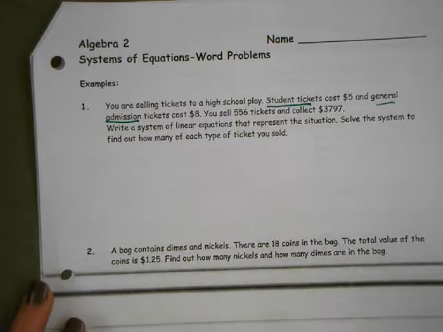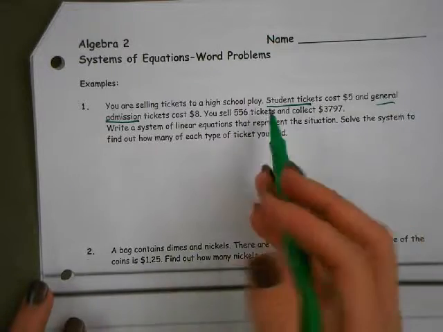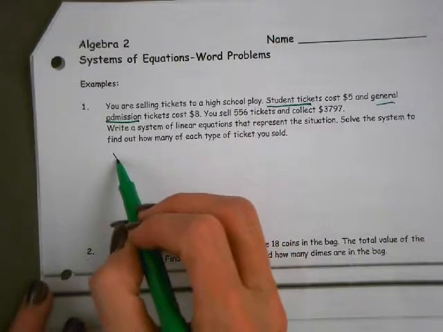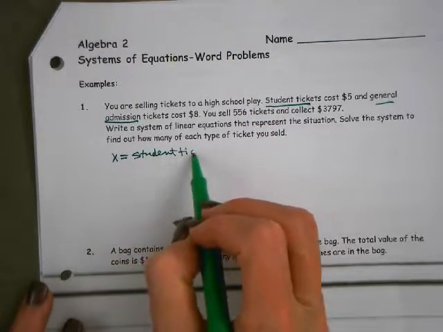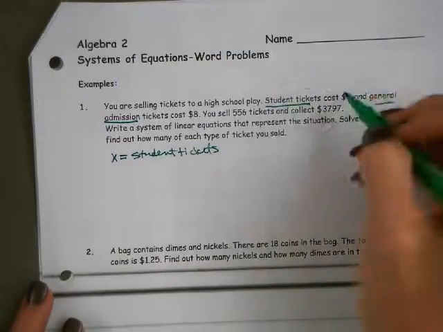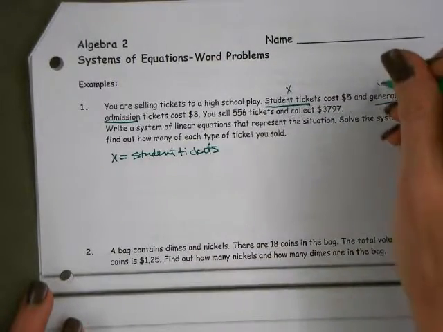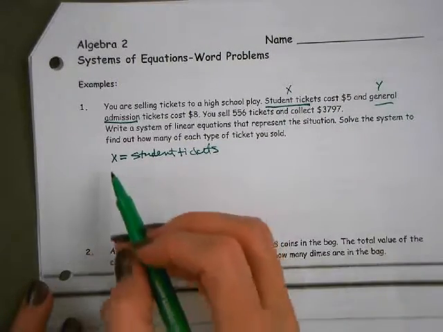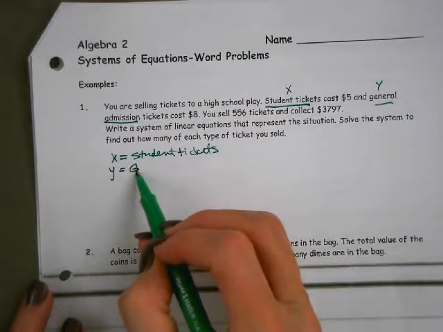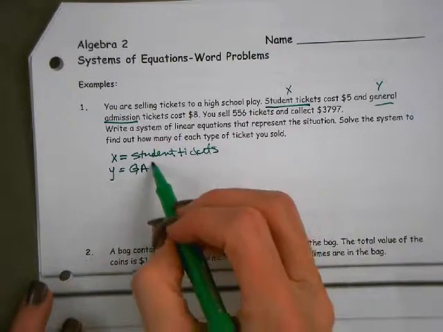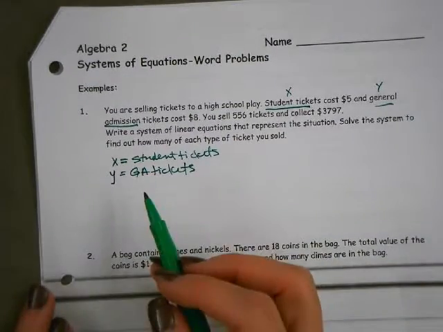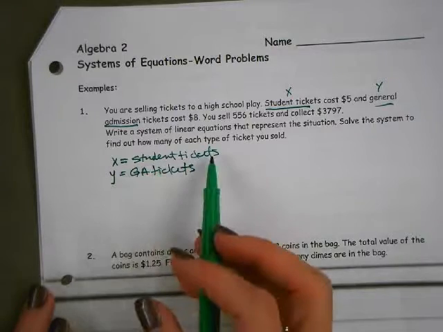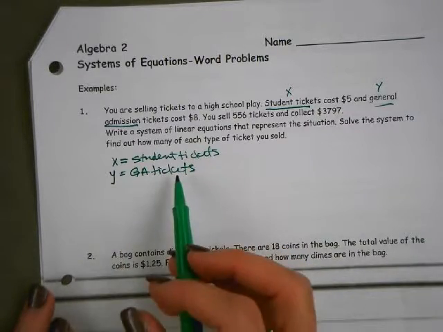Alright. One of those is probably going to be variable 1 and the other one's probably going to be variable 2. Okay, so we can assign student tickets as, let's say, x. And as I read, sometimes I just do this, and then sometimes I do that, so I tell myself they're two different things. So I'll say y equals general admission. I'll just say GA tickets. Okay? Alright, now we know that student tickets cost $5 and general admission costs $8.